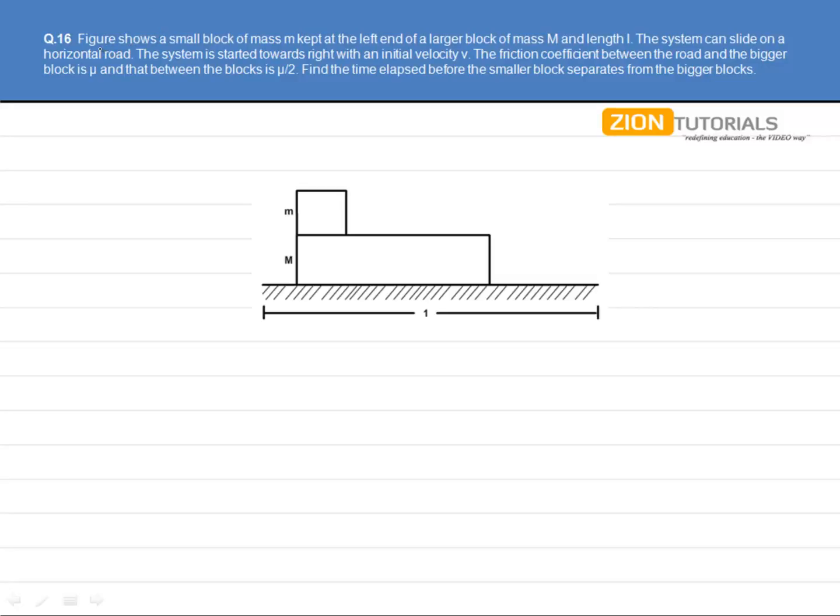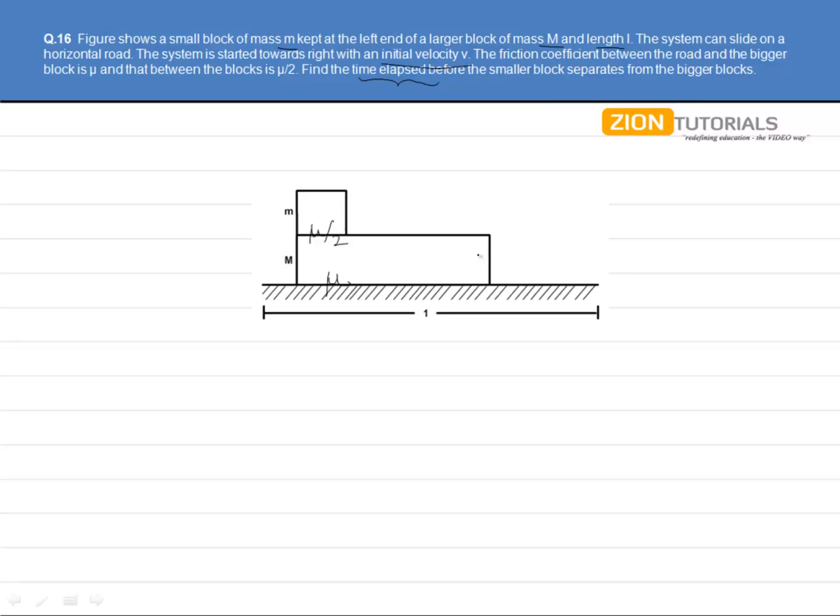The question says: the figure shows a small block of mass m kept at the left end of a larger block of mass M and length L. The system can slide on a horizontal road. The system is started towards the right with an initial velocity v. The friction coefficient between the road and the bigger block is mu, and that between the blocks is mu by 2. Find the time elapsed before the smaller block separates from the bigger block.